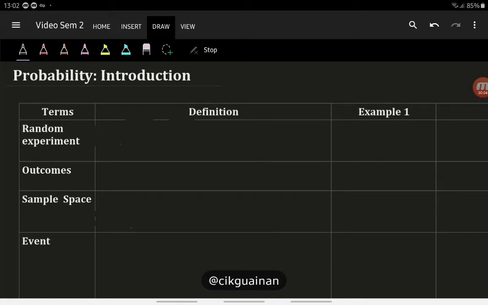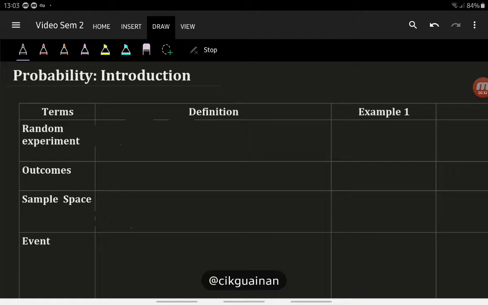In this video, I would like to share with you an introduction of probability. There are some terms that I will introduce to you with some definitions, and afterwards we will do 3 examples for each one of the terms. How do they relate to each other? Okay, first things first, the first term is random experiment.